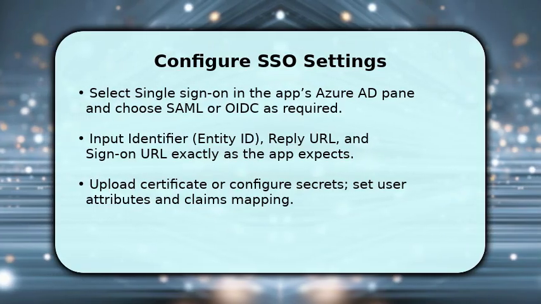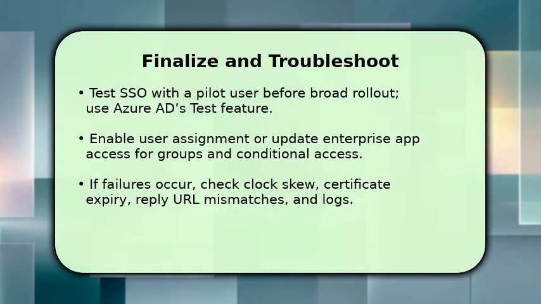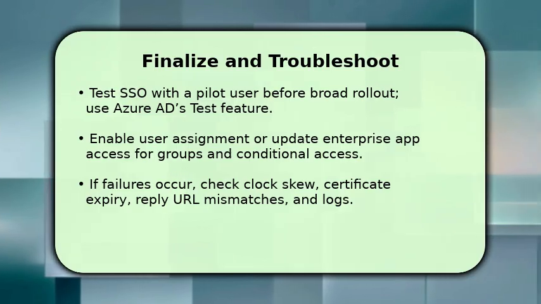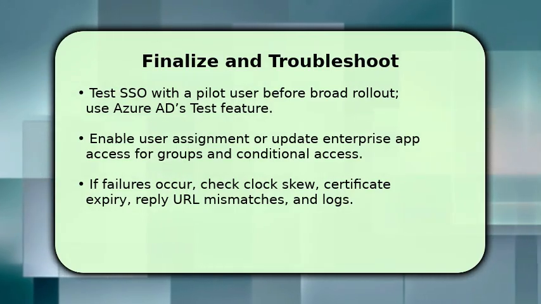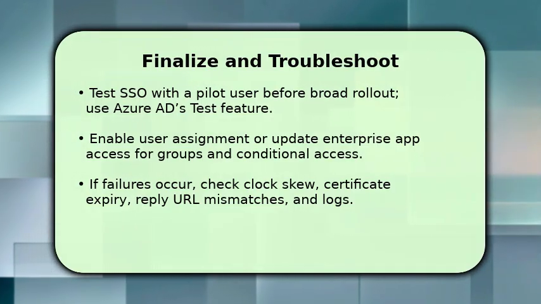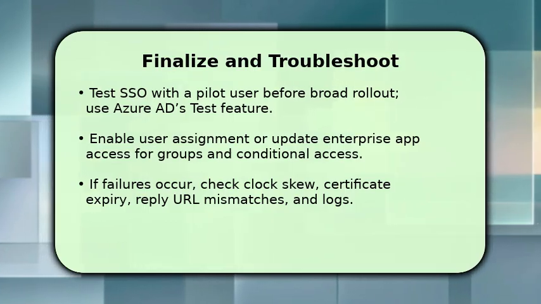You finish by assigning the app to pilot users or groups and running the Azure AD Test single sign-on tool to validate the flow. Once successful, enable user assignment or update enterprise app access and add any conditional access policies for MFA or device compliance.